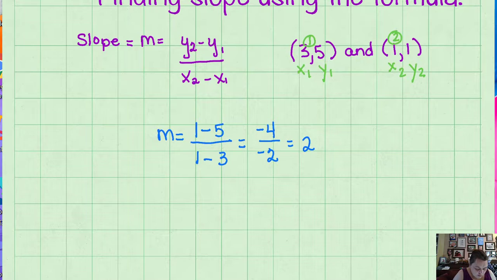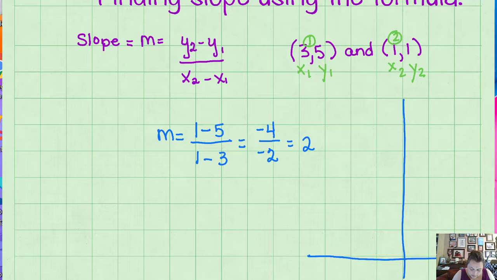And just to show you, if we were to plot these points, we have the point (3, 5), so we go right 1, 2, 3, up 1, 2, 3, 4, 5, and put a point there. And then we have the point (1, 1), so we'll put a point here. And then we will draw the line through those 2 points.